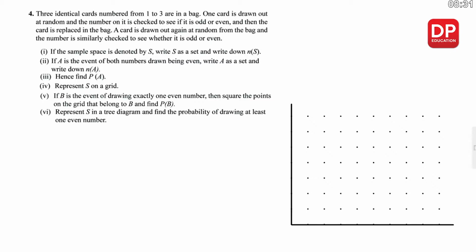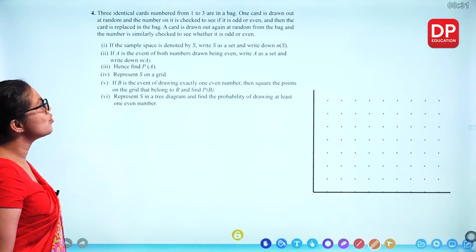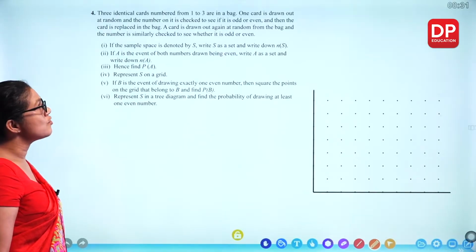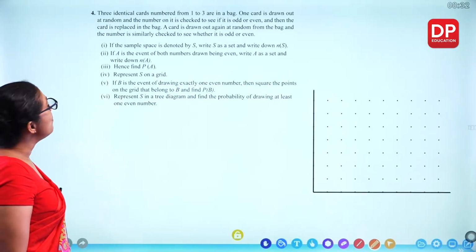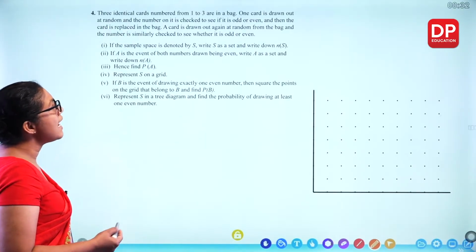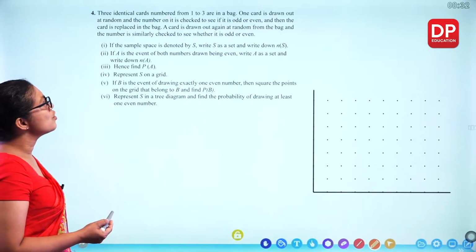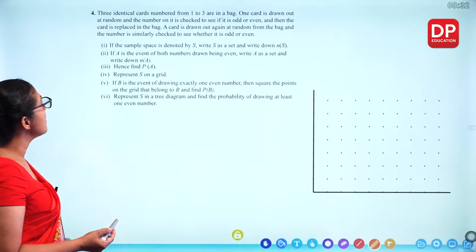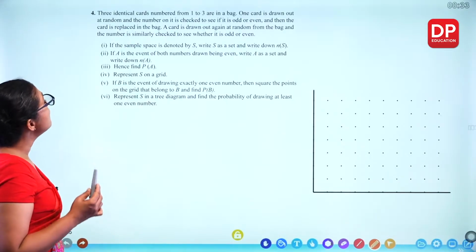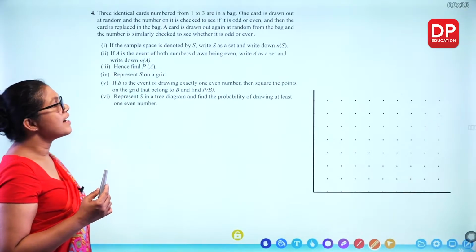Question number 4. 3 identical cards numbered from 1 to 3 are in a bag. One card is drawn out at random and the number on it is checked to see if it is odd or even. And then the card is replaced in the bag. A card is drawn out again at random from the bag and the number is similarly checked to see whether it is odd or even. Part 1. If the sample space is denoted by S, write S as a set and write down n(S).